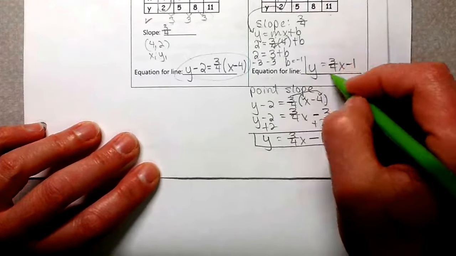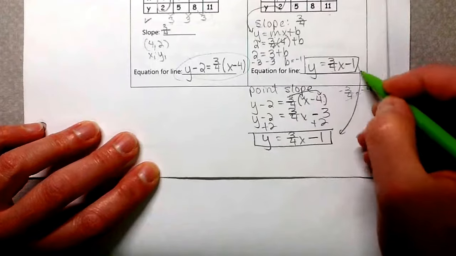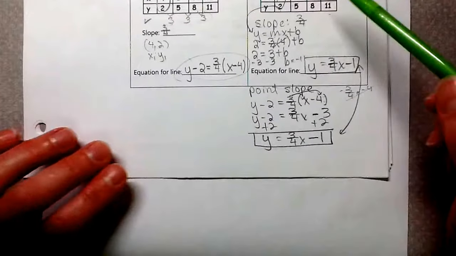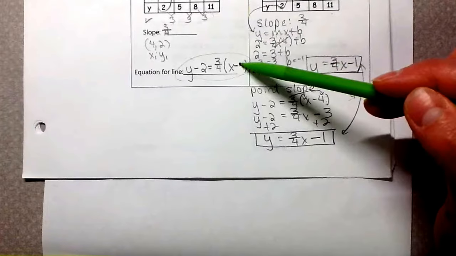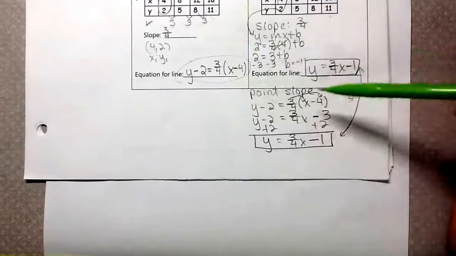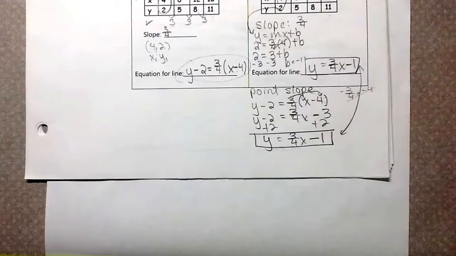And as you can see, those are both the same. So you can solve for b and then write the equation, or you can use point-slope, write this in point-slope, and then solve for y. Either one.